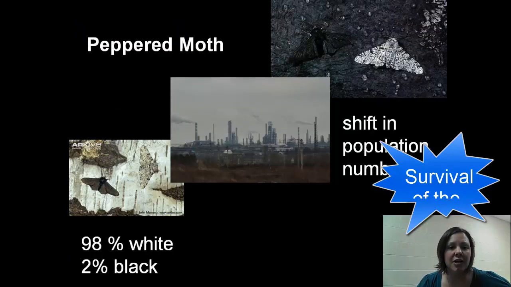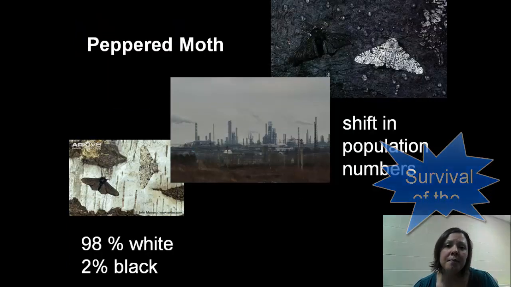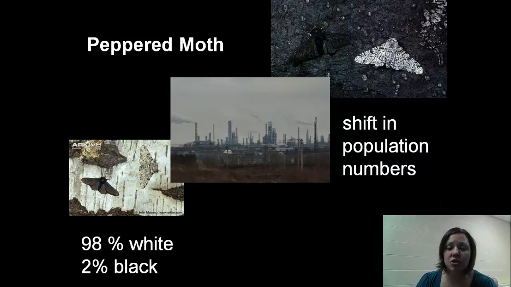So to make sure that we understand, before the Industrial Revolution, there used to be a lot of white moths. If you take a look at the screen, you'll see that there were moths that were black and moths that were white, and that 98% of the moths were white. And so they blended really well into the trees. You can see right here, it's kind of hard to see that moth right there, and it's because they blended into the environment.